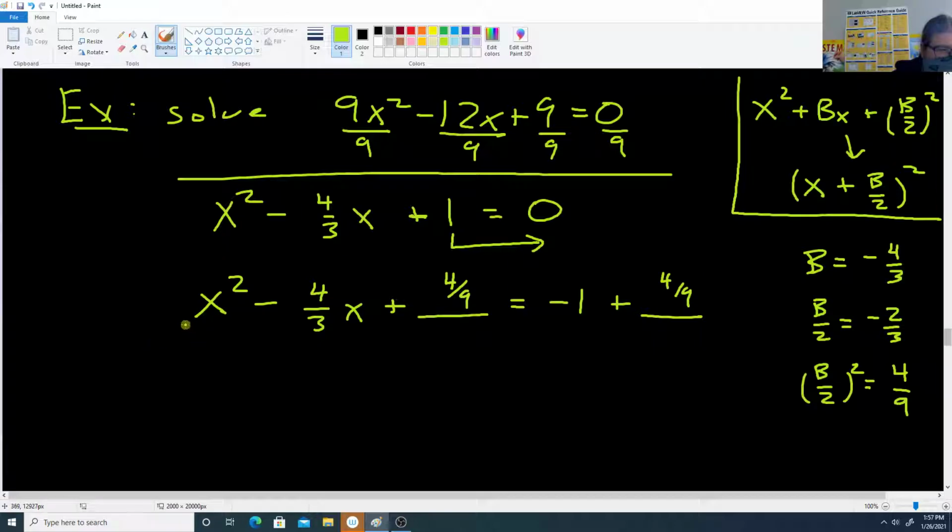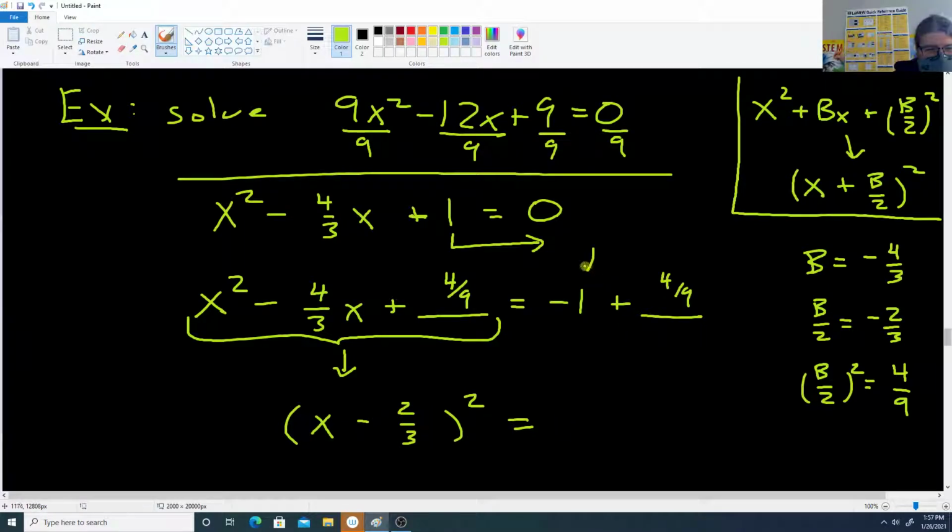The left-hand side now matches up with the equation, so it can factor up according to the equation. So it'll be x, and then the b over 2 value is negative 2/3. That's going to equal... I need negative 1 in terms of ninths. That's negative 9/9 plus 4/9, which is negative 5/9.